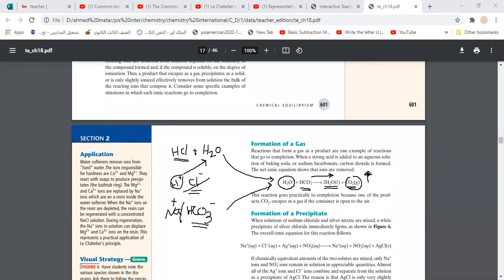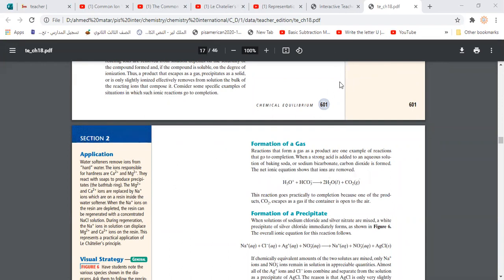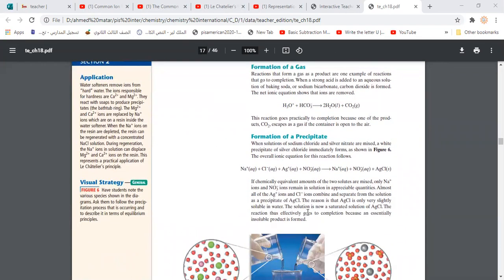So another example here is the formation of precipitation. Precipitation means that if we have two aqueous solutions reacting together, they produce a solid. This solid precipitates, or settles down at the bottom of the tube.